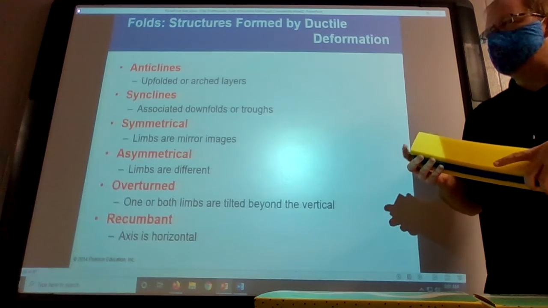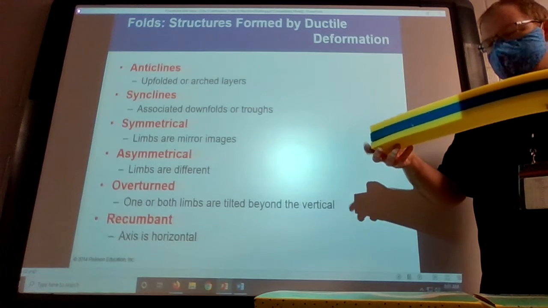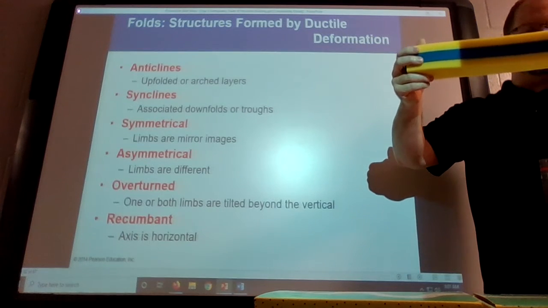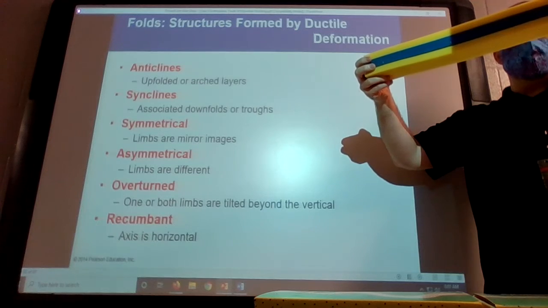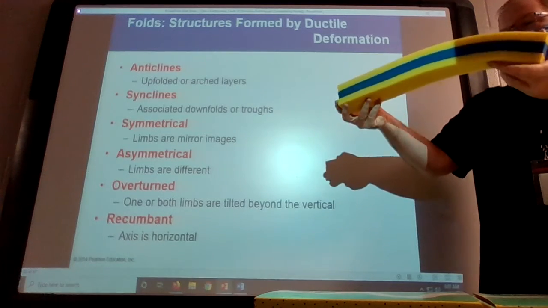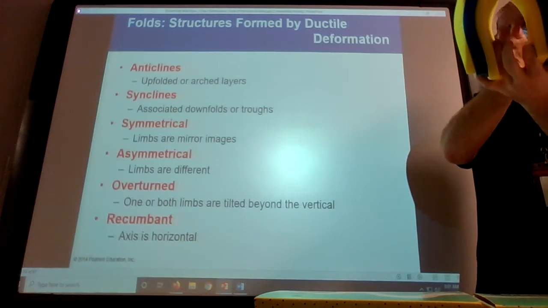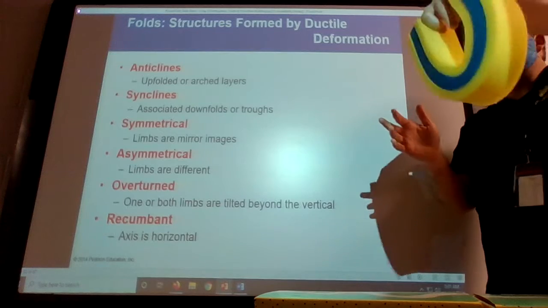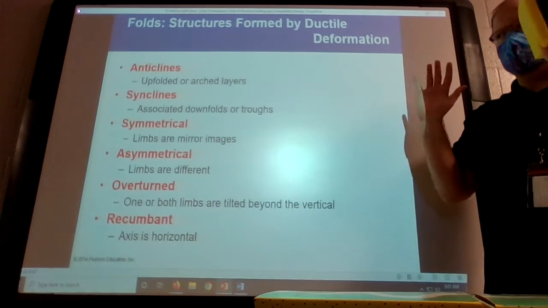A couple things to point out, because I believe they will even ask questions about this. In this layer structure, which one's the oldest and which one's the youngest? Top one's the youngest, the bottom one's the oldest. So when you have an anticline, note that the older rocks are in the center and the younger rocks are on the outside.